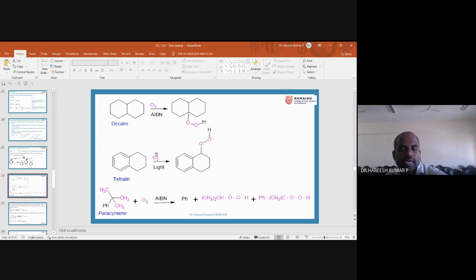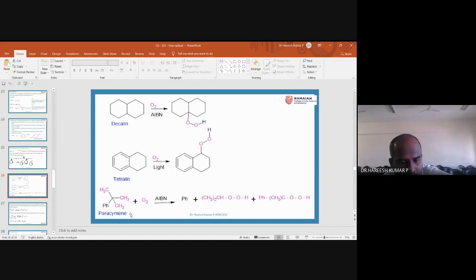That radical reacts with oxygen, giving rise to tetralin hydroperoxide as the product. One more example: p-cymene. This is again a naturally occurring compound. When p-cymene is treated with oxygen in the presence of AIBN, AIBN is a radical initiator.